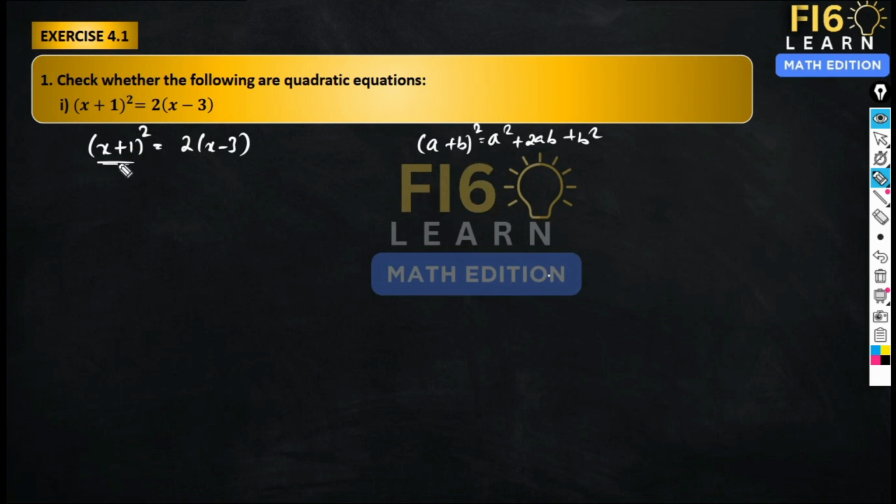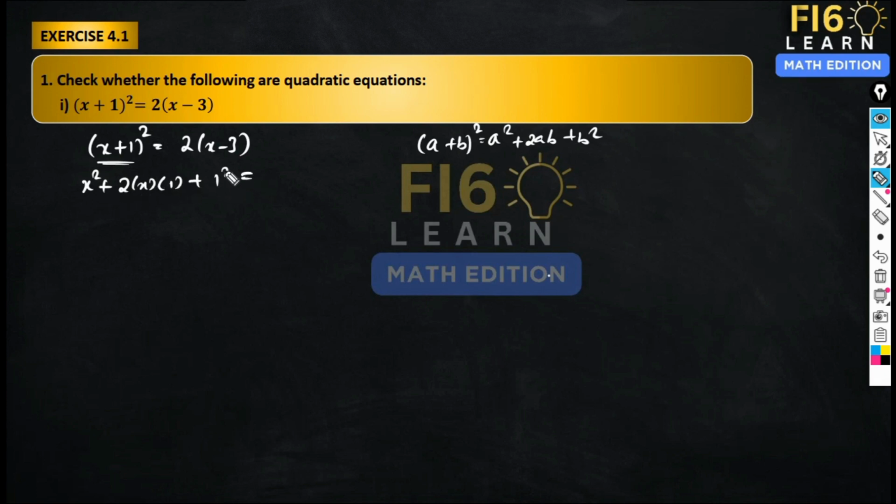So here in the place of a, we have x, and in the place of b, we have 1. So wherever you have a in this formula, just replace it with x, and wherever you have b, just replace that with 1. So you will get x square plus 2 into x into 1 plus 1 square. So I just applied the formula of (a + b) whole square on the left hand side.